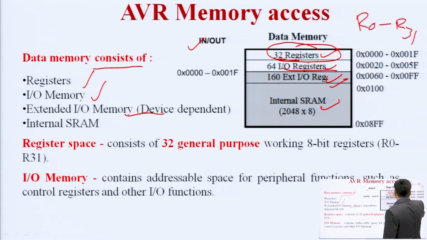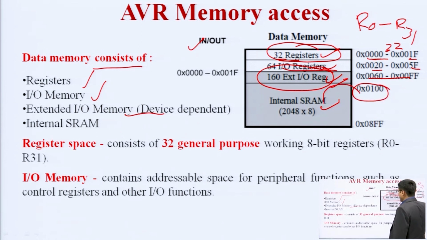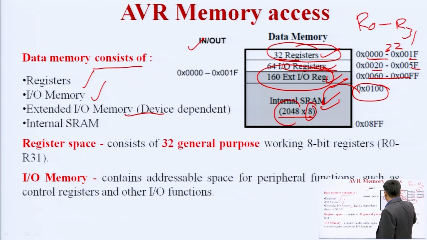64 input output registers are available, with memory range from 20 to 5F. Here the memory range is from 0000 to 1F, a total of 32 memory locations available. The range 60 to FF is for 116 external input output, and 0100 onwards is the internal SRAM. It is available as 2048 by 8, that is 2048 locations, each of 8 bits.